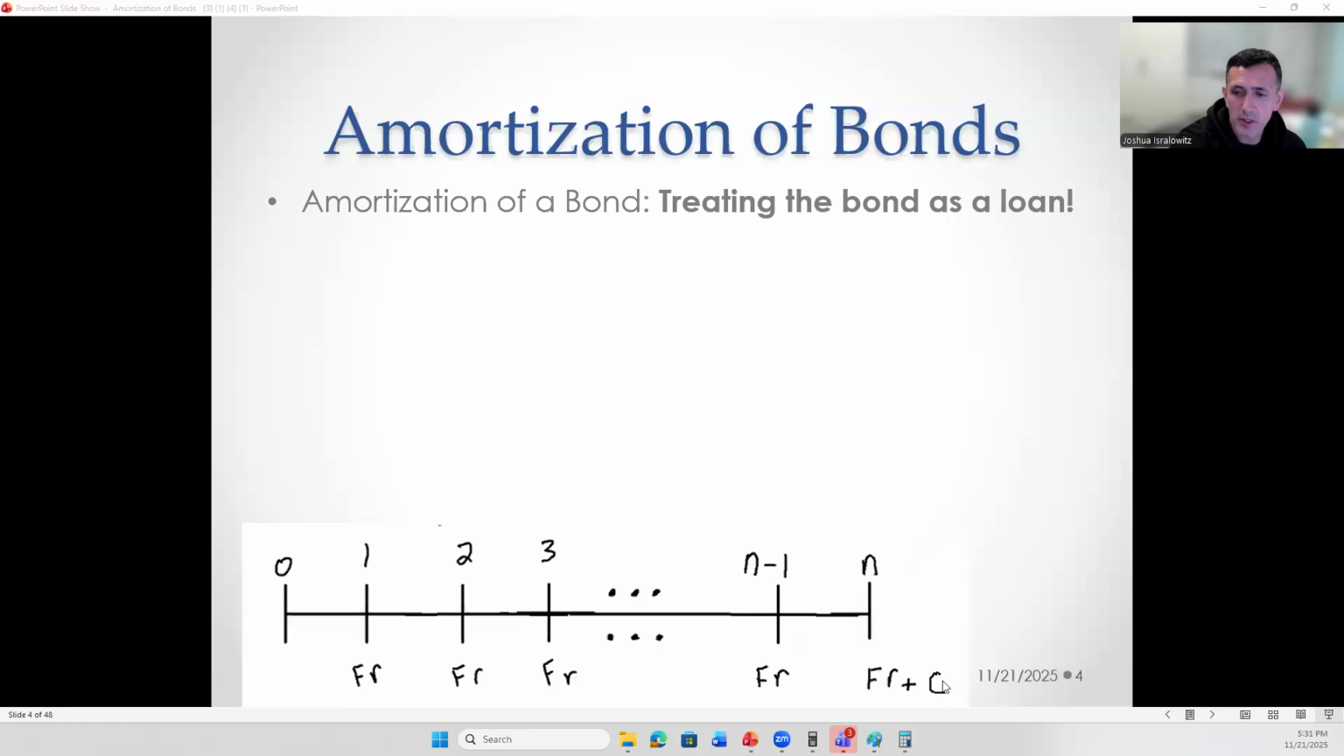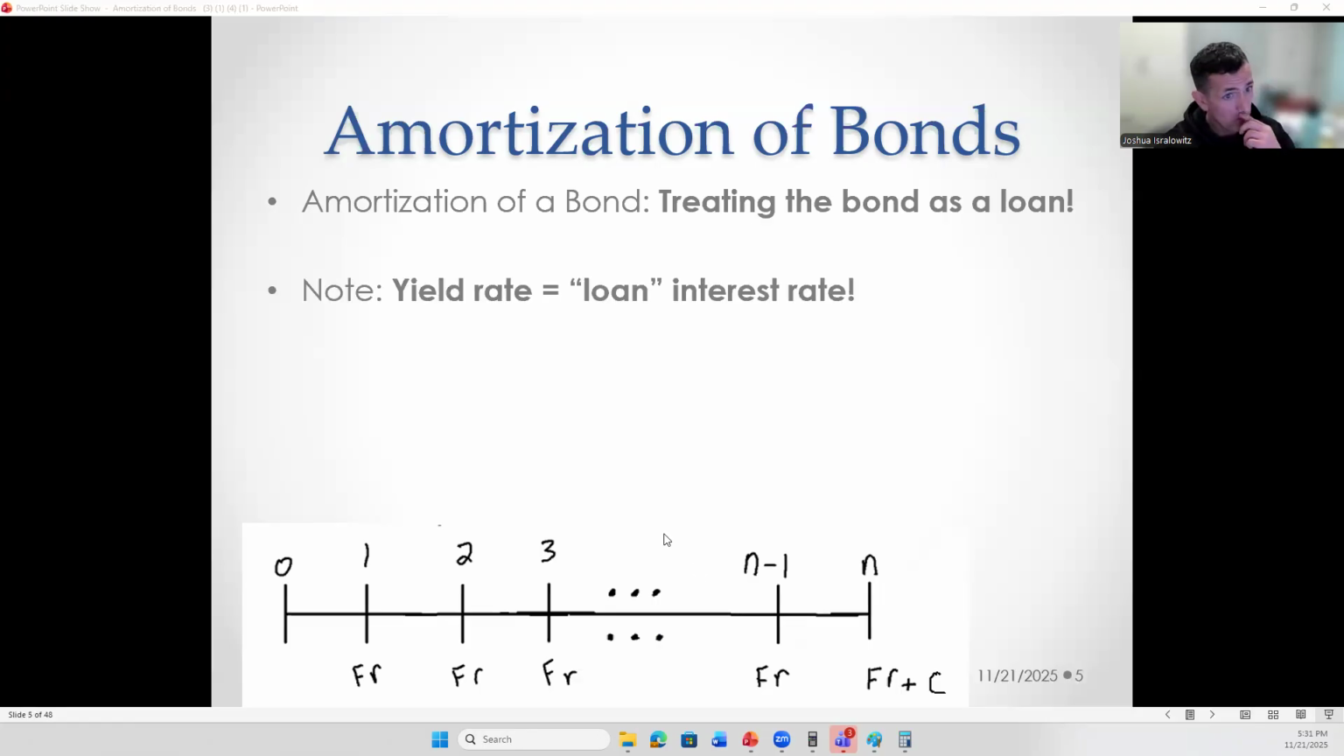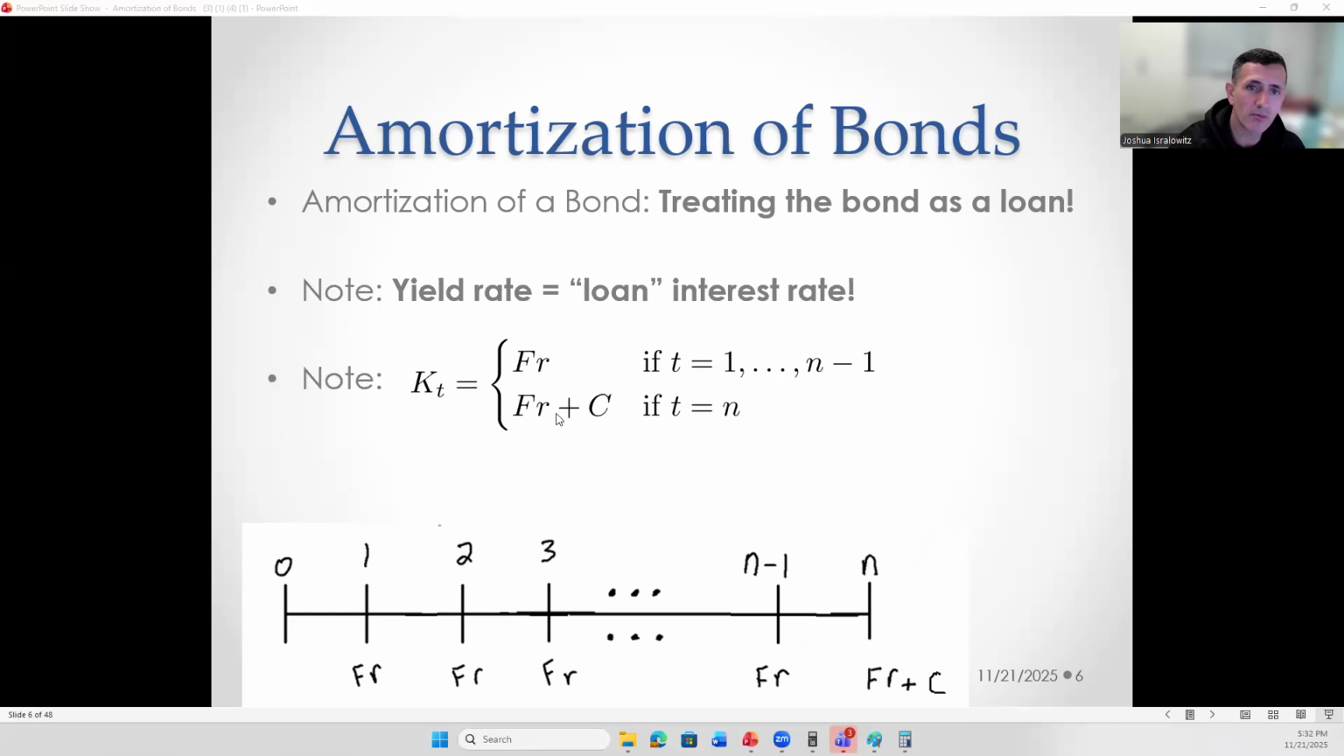All right, so here's our bond time diagram. F is the par value, C is redemption, R is my actual coupon rate. So we get FR at the end of each period, usually 6-month periods. And then we get redemption back at the end. So just plopping into our formula, of course, the loan interest rate is not really called the interest rate, it's called the yield rate when we're talking about bonds, to make absolutely clear we're not talking about the coupon rate.